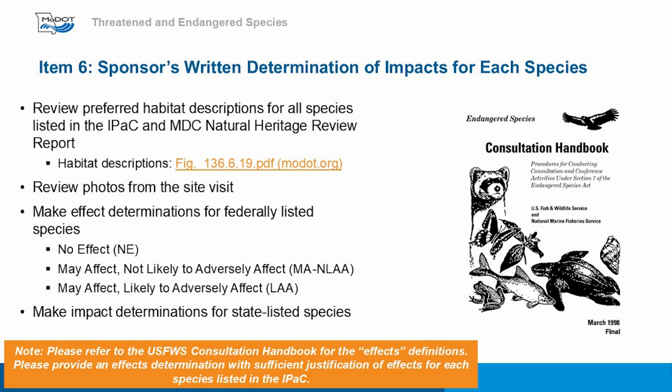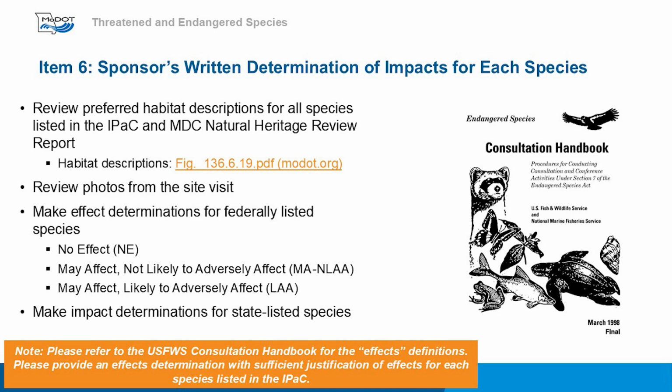Possible determinations include no effect, may affect not likely to adversely affect, or may affect likely to adversely affect. When making effects determinations, refer to the U.S. Fish and Wildlife Service Consultation Handbook for additional guidance. In most cases, a no effect determination can be made when the species and/or its habitat is either not present in your project area or will not be affected by your project.